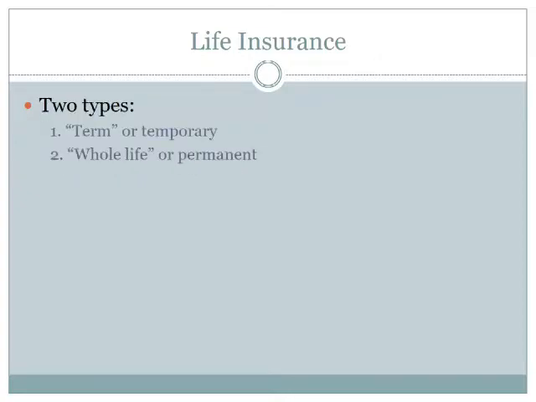So there are two types of life insurance. There's term or temporary life insurance, and then there's whole life or permanent life insurance. Term life insurance usually lasts somewhere between 10 to 30 years, depending on the policy that you purchase. And what's nice about it is that it is fairly cheap.